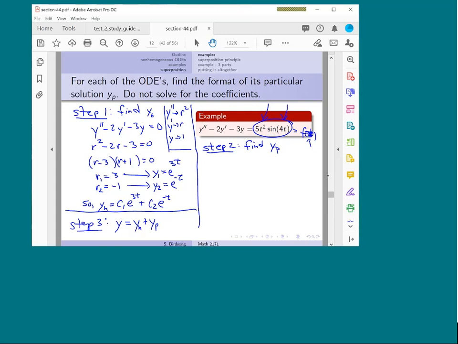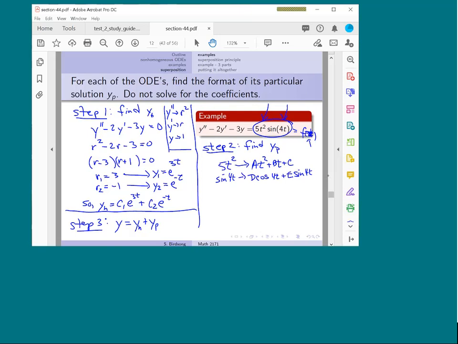So here, the factor of the 5t squared would turn into a second-degree polynomial. So something times t squared plus something times t plus some constant. And your sine of 4t is going to turn into a format dealing with trig functions. So that's our something, and I'm going to match the same way that you wrote it, something times cosine of 4t plus something times sine of 4t.